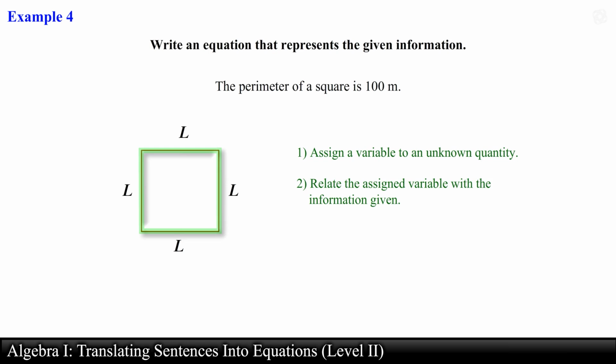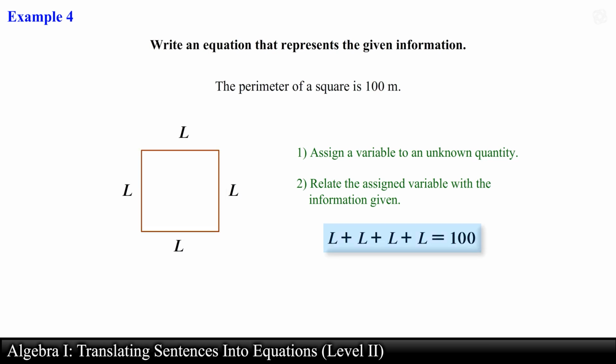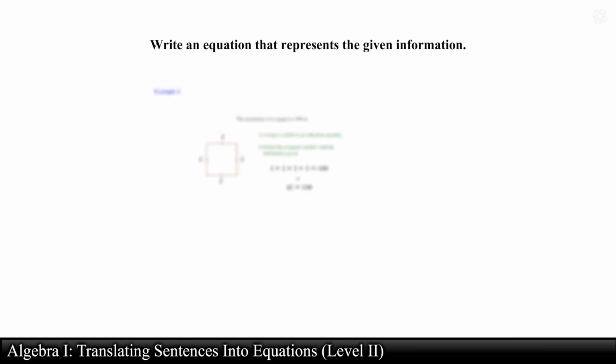So the perimeter can be written as L plus L plus L plus L. And we are given that the perimeter is equal to 100. So the final expression is L plus L plus L plus L equals 100. Or we can multiply a side by 4 instead of adding them, since the square sides have the same length. So an alternative equation is 4L equals 100. Alright, let's try the next one.